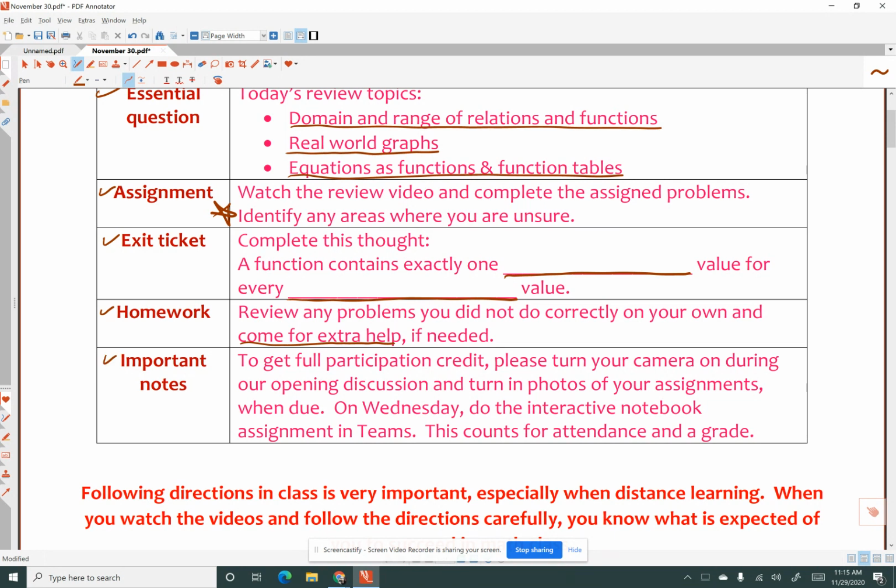So let's remember, to get full participation credit, please turn on your camera during our opening discussion. It's just a common courtesy. And also, I want you to turn in photos of your assignments. Some of you are not turning in your assignments, and let's try to get them in on time. On Wednesday, you will have an interactive notebook assignment in Teams that will count for attendance and for a grade.